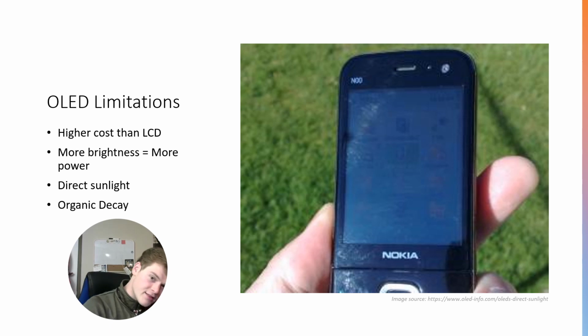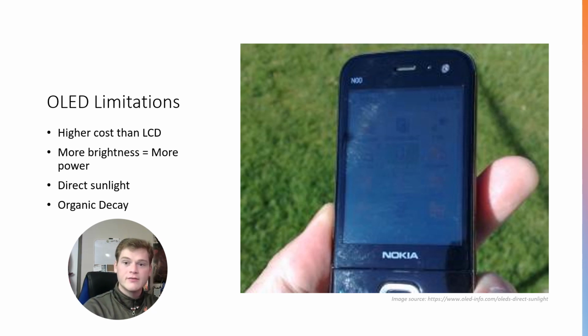This really limits organic LEDs, especially outdoors in direct sunlight, as you can see in the picture of this Nokia phone. Oftentimes, OLED displays are very difficult to see outdoors.